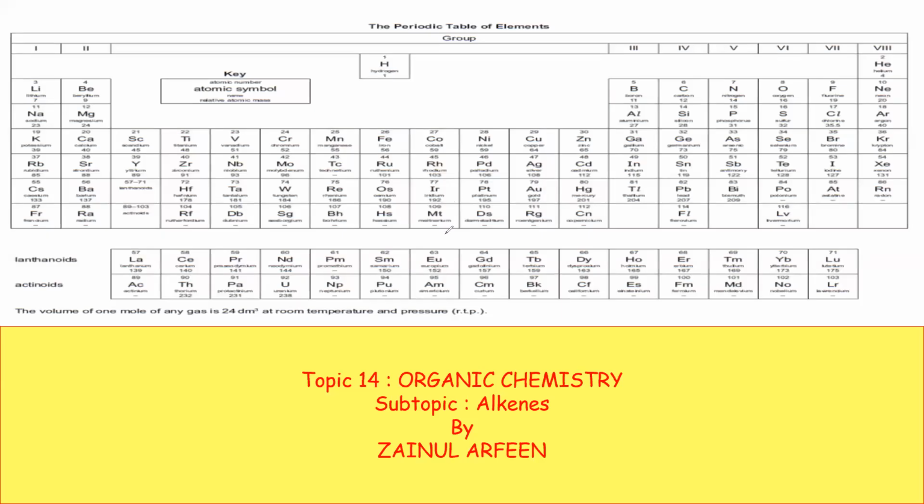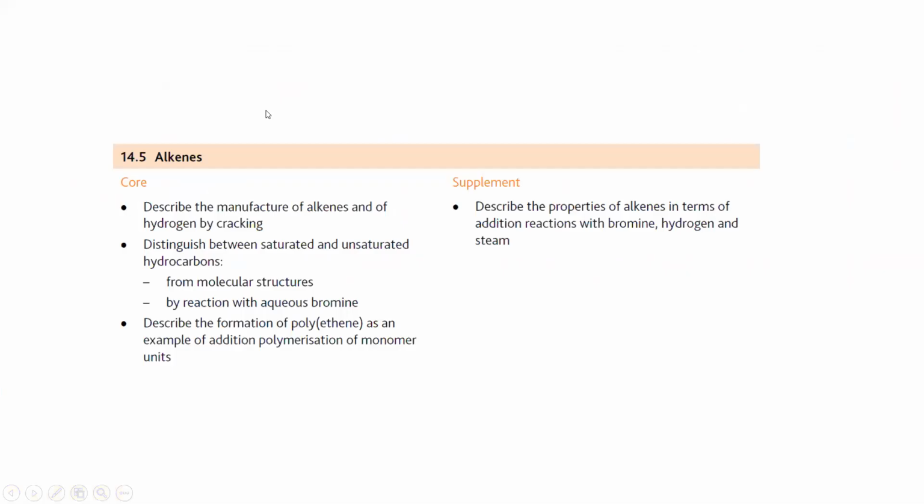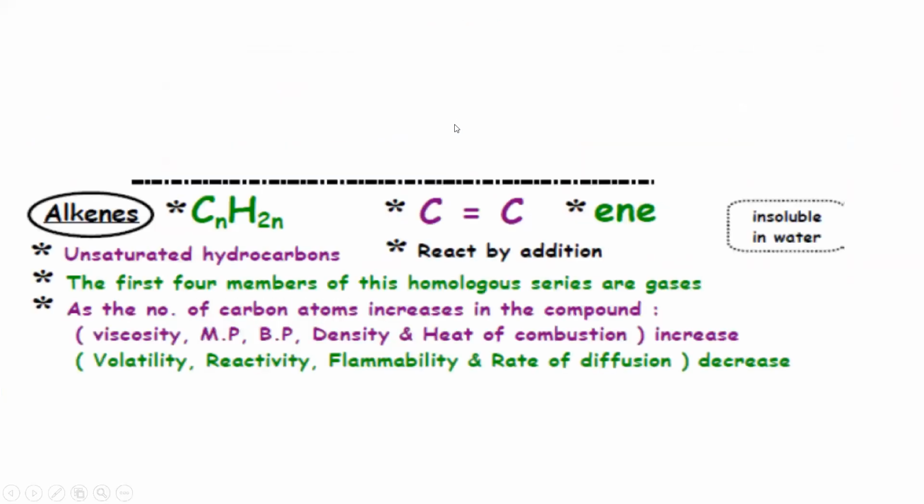So topic 4, organic chemistry, and the subtopic is about alkenes. What are alkenes? Alkenes are hydrocarbons which contain a double bond between carbon and hydrogen. These are the learning objectives. You should be able to describe the manufacture of alkenes, how we can prepare them, and their properties.